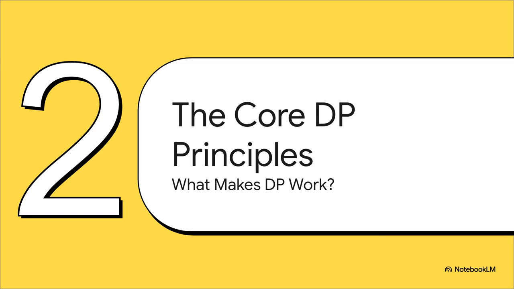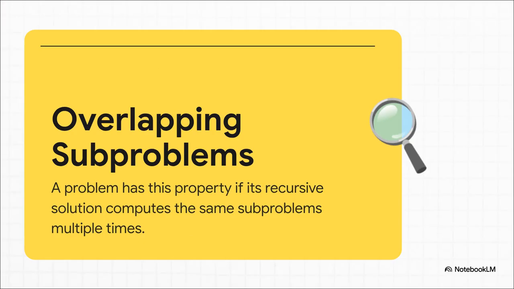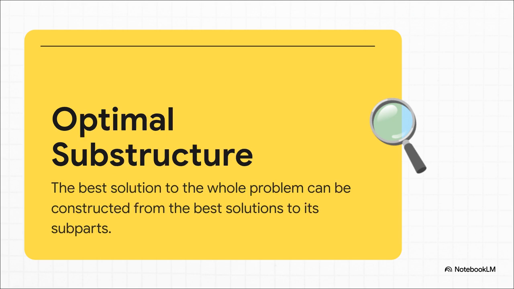Okay, so that sounds great, but how do you know when you can even use this technique? Well, it turns out a problem is a perfect candidate for DP if it has two key properties. Think of them as two pillars that hold the whole thing up. Pillar number one is what we call overlapping subproblems. This is exactly what we were just talking about with that crazy Fibonacci tree. It just means the same little mini problems keep popping up again and again. DP is smart enough to spot these repeats and say, hey, let's just save this answer so we don't have to do it again.